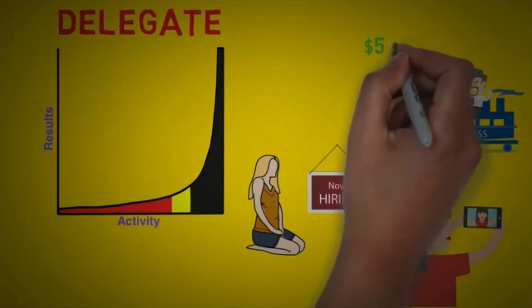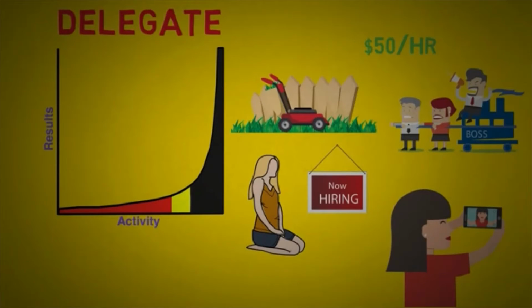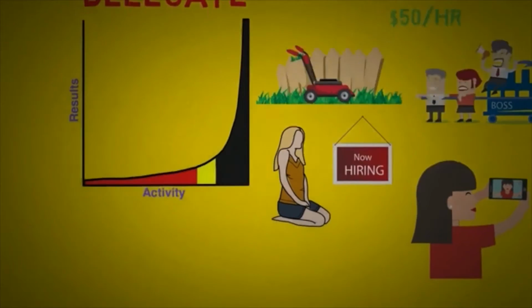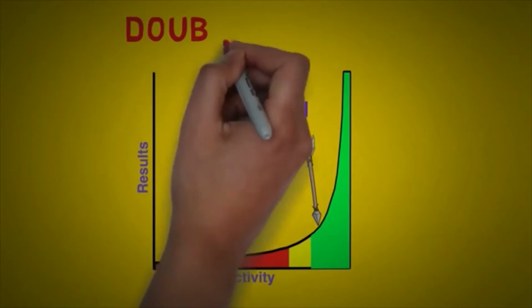For example, if you make $50 an hour and it takes you an hour to mow the lawn, then consider hiring someone to do it for $20 while you go to work. Because you should really aim to only be doing activities in your 20%, where you get a 16 times ROI. The third D is to double down.